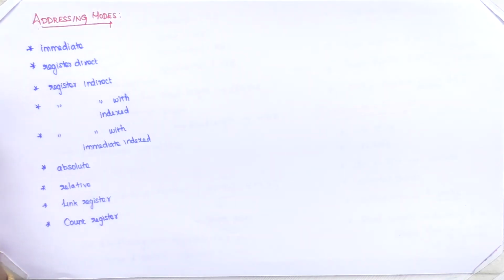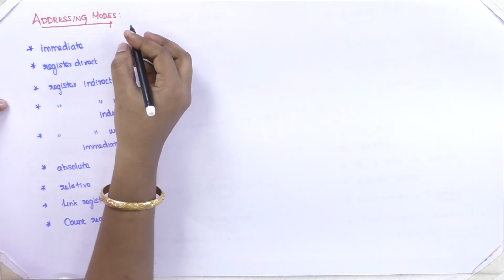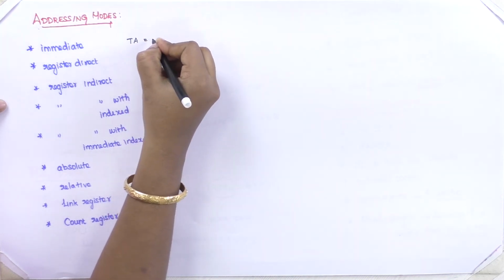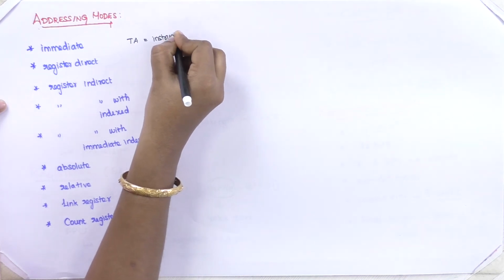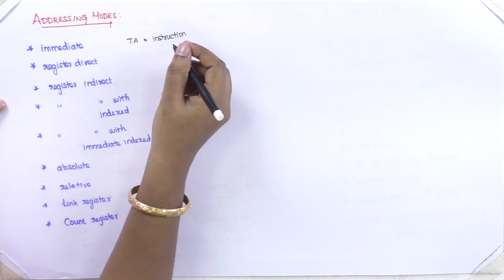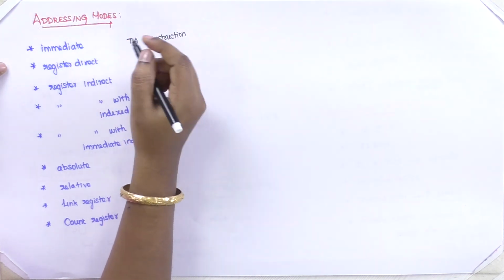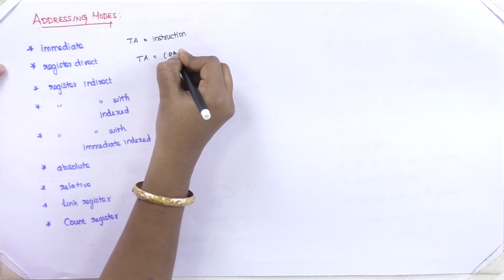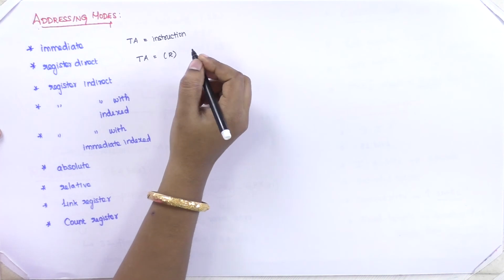Now, let us see how to calculate the target address under each addressing mode. The target address for immediate addressing mode is specified in the instruction itself, because the value of the operands is present in the instruction itself. In register direct mode, the target address will be stored inside the register, that is, the value of the operands will be stored inside the register.